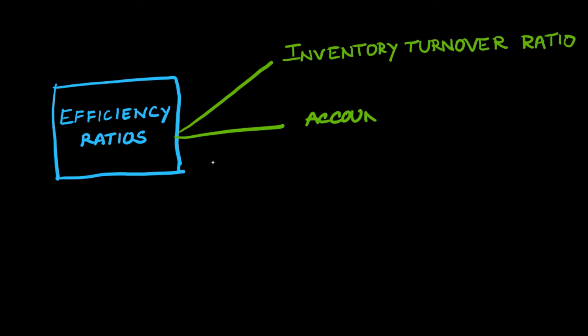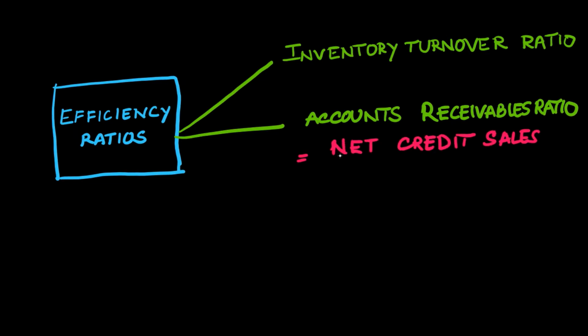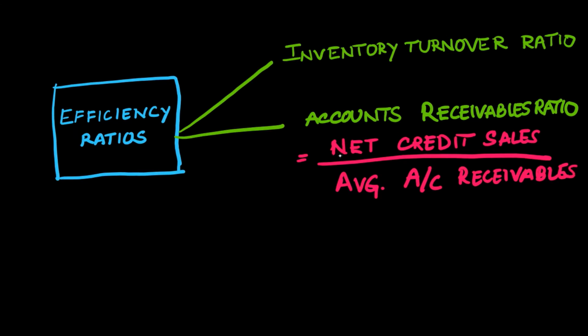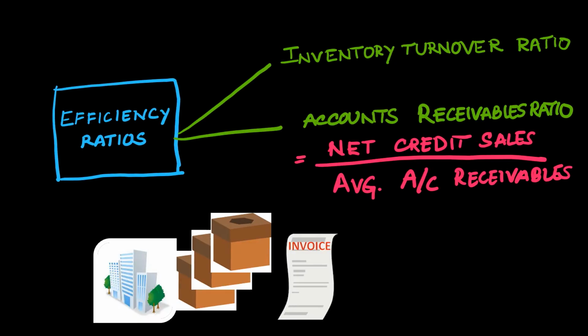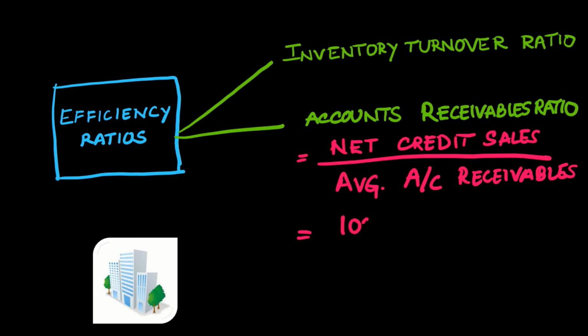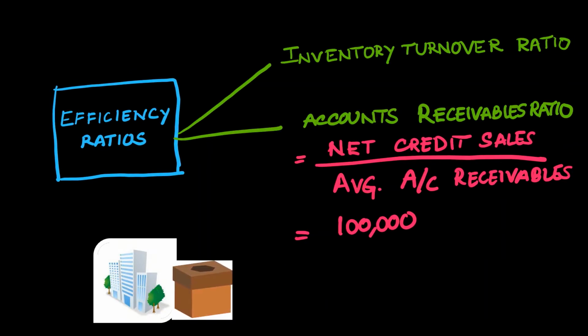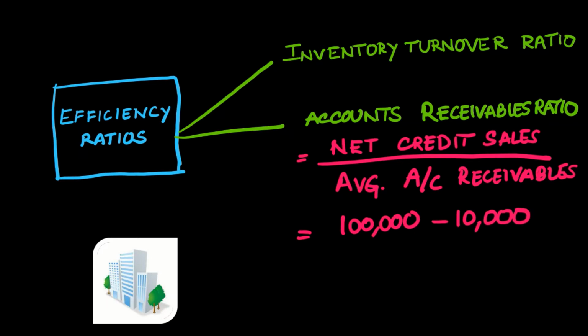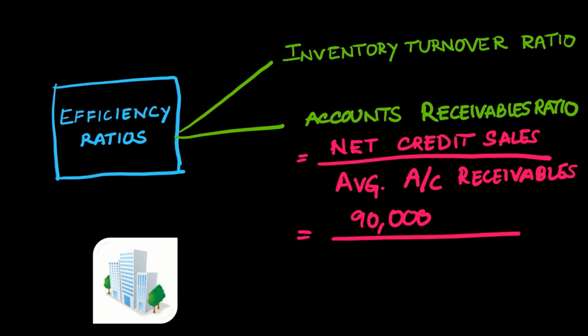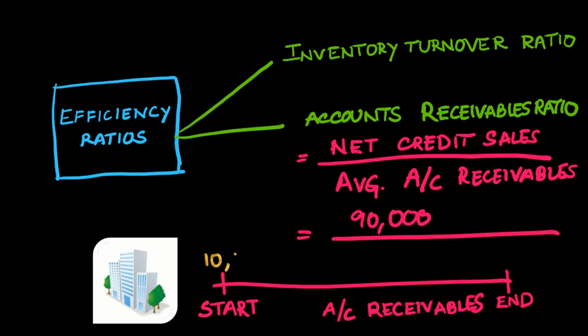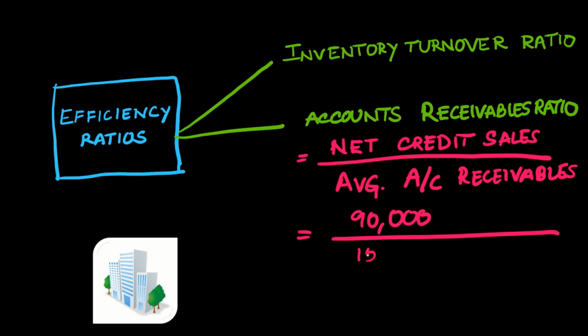There is another ratio called the accounts receivable ratio, which is a ratio of the net credit sales to the average accounts receivable. Say the business made some sales on credit for 100,000 rupees, of which the returns amount to 10,000 rupees. The net sales this business did on credit is 90,000 rupees. The accounts receivables at the beginning of the year is 10,000 and the end of the year is 20,000. This means on an average the receivables is 15,000 rupees.